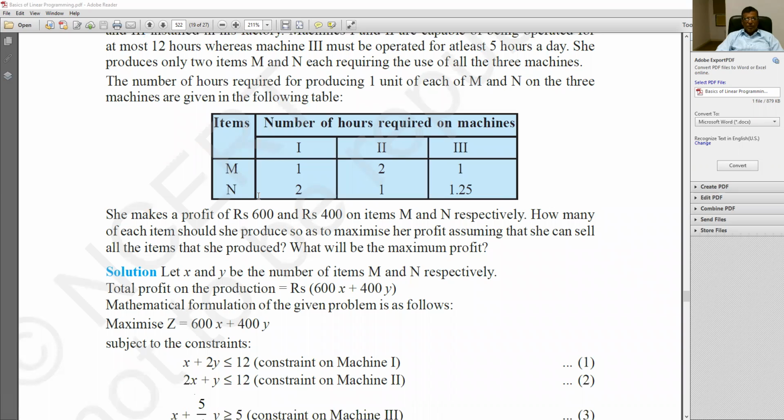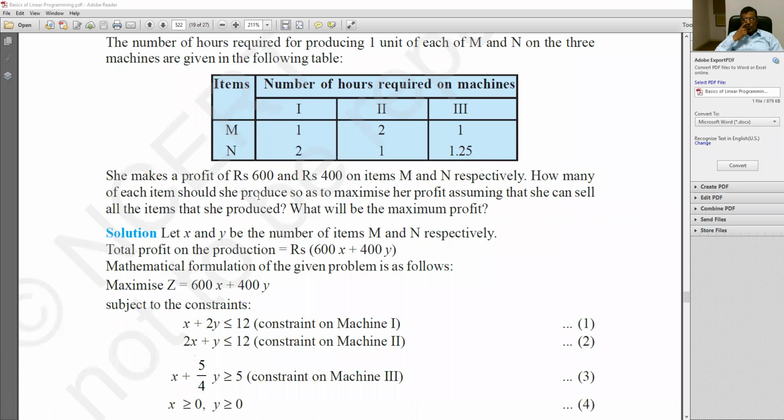She makes a profit of rupees 600 and rupees 400 on items M and N respectively. How many of each item should she produce so as to maximize her profit, assuming that she can sell all the items that she produces? What will be the maximum profit? So students, this is the explanation of your problem.